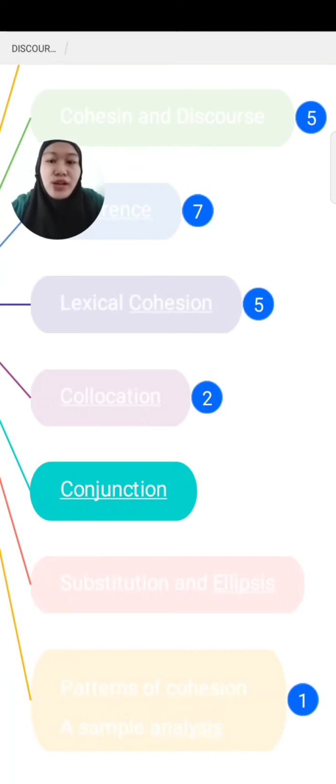Next is conjunction. A further way in which language contributes to the text is through the function of conjunction. Conjunction refers to words such as and, however, finally, and in conclusion, which link clauses or sections of the text in such a way that they express the logical semantic relationship between them. There are categories of conjunction by Martin and Rose.